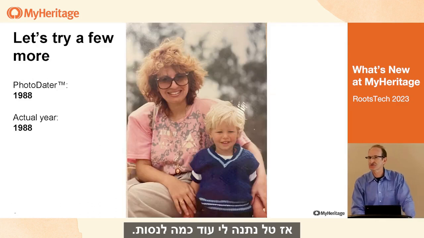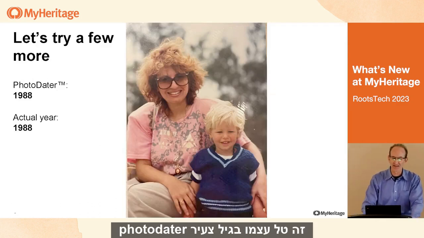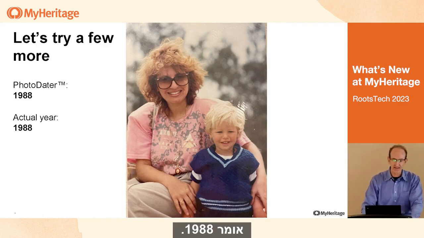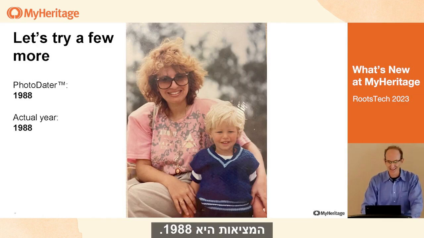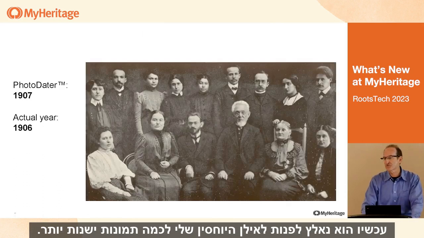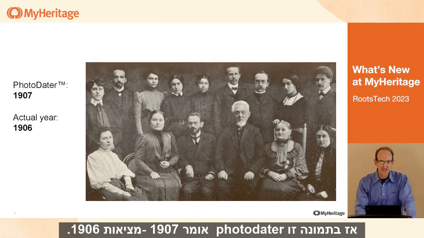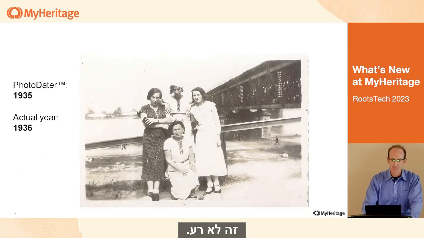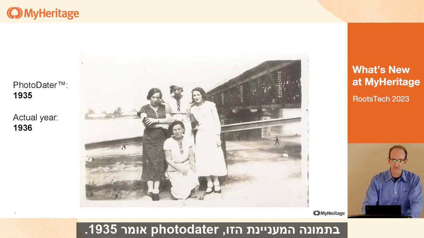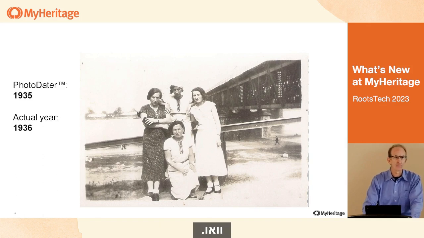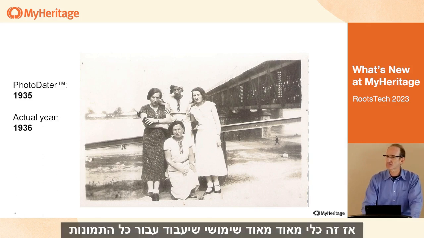So Tal gave me a few more to try with. This is Tal himself at a young age. Photodater says 1988. Reality is 1988. Now he had to resort to my family tree for some older photos. So this one, Photodater says 1907. Reality 1906. It's not bad. And this interesting photo, Photodater says 1935. It is from 1936. So this is a very, very useful tool.